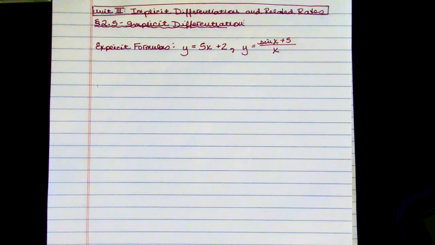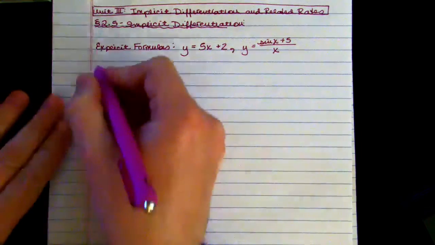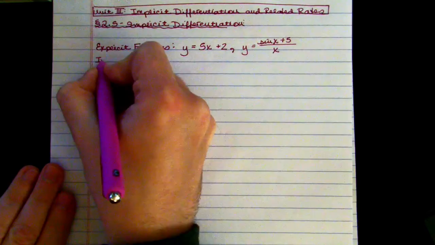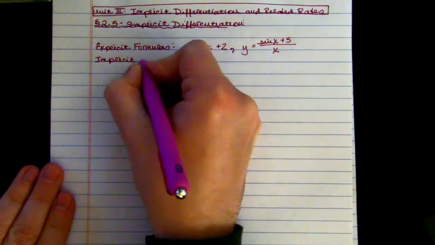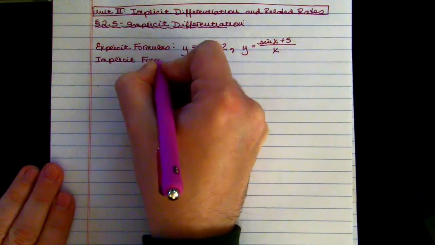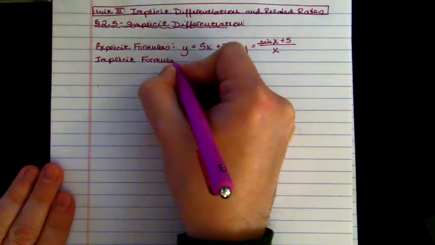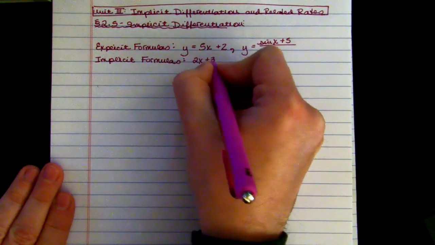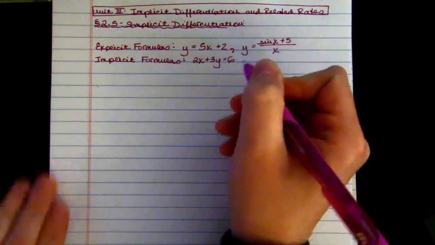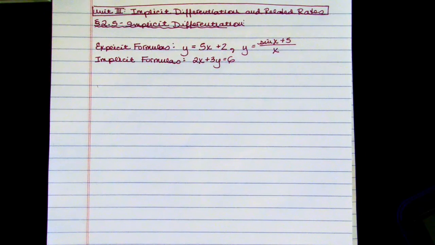And we can find the derivative of these things, getting the slope at any particular x value, and that's all well and good. What we're going to start looking at, though, are called implicit formulas. Things where we don't have the y solved for. For example, things like 2x plus 3y equals 6 is an example of an implicit formula.